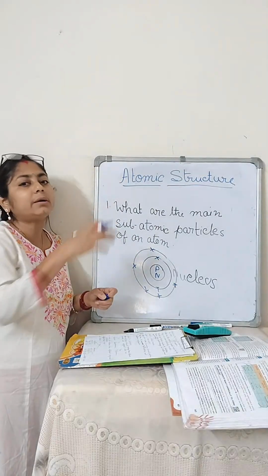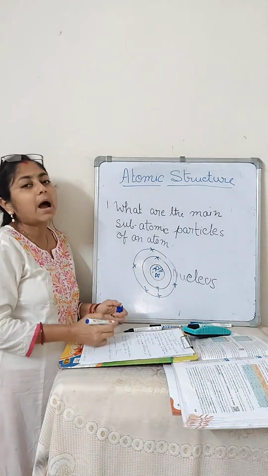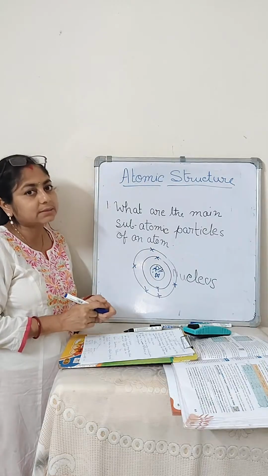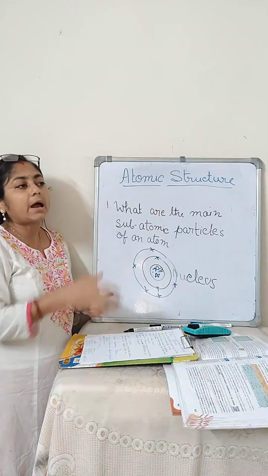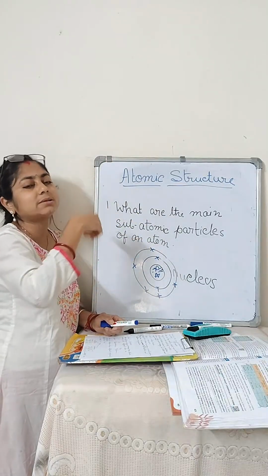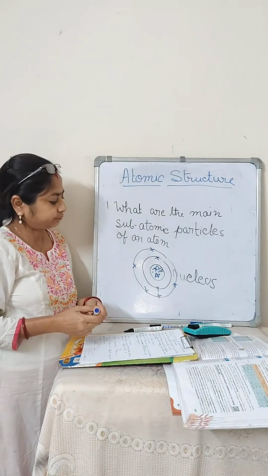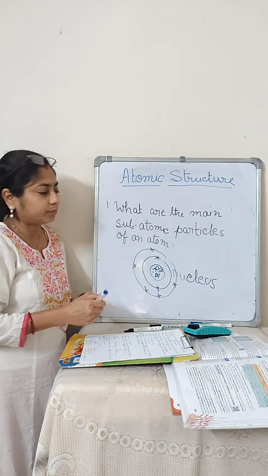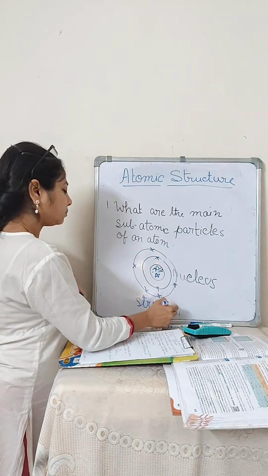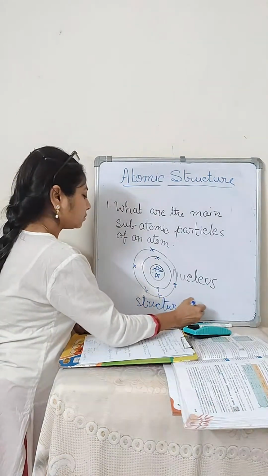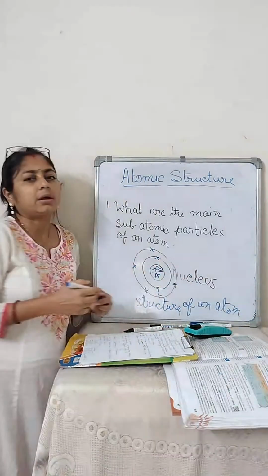In the center, it is called nucleus, and the nucleus is made up of 2 particles. One is proton and one is neutron. And around the nucleus, there is the shell. It is called orbit. On the orbit, the electron moves. This is the structure of an atom. Please write it in your notebook.